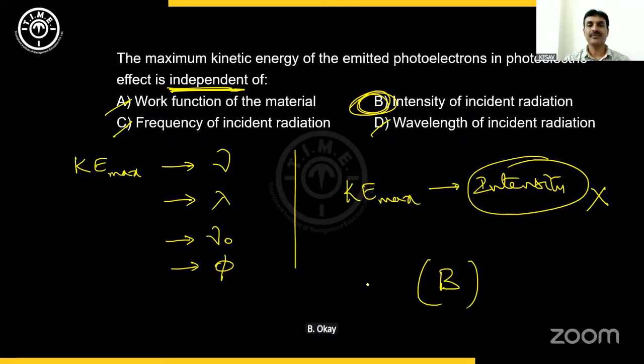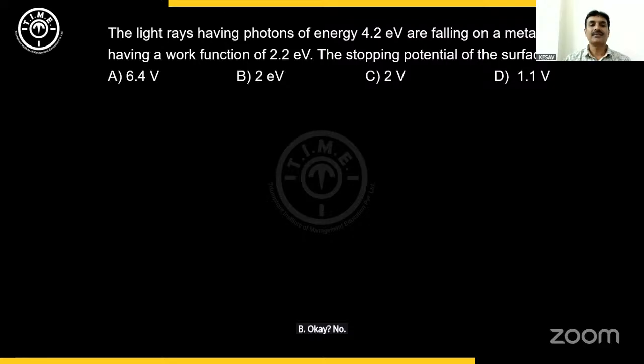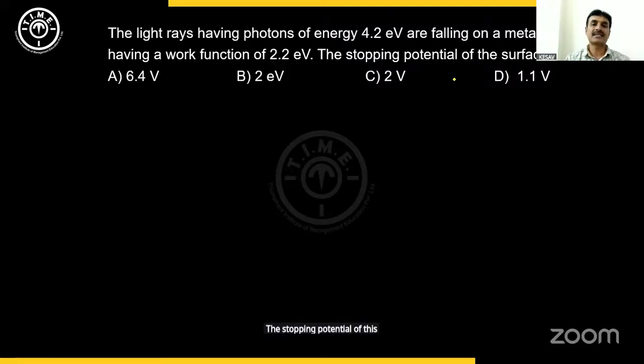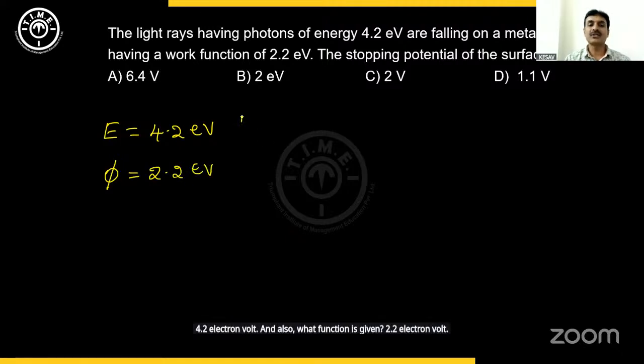Okay. Now, another one. This is also a question from a recent NEET entrance. The light rays having photons of energy 4.2 electron volt are falling on a metal surface having work function 2.2 electron volt. The stopping potential of the surface is, see, you are given incident energy, photons of energy 4.2 electron volt. And also work function is given 2.2 electron volt. What is the stopping potential?